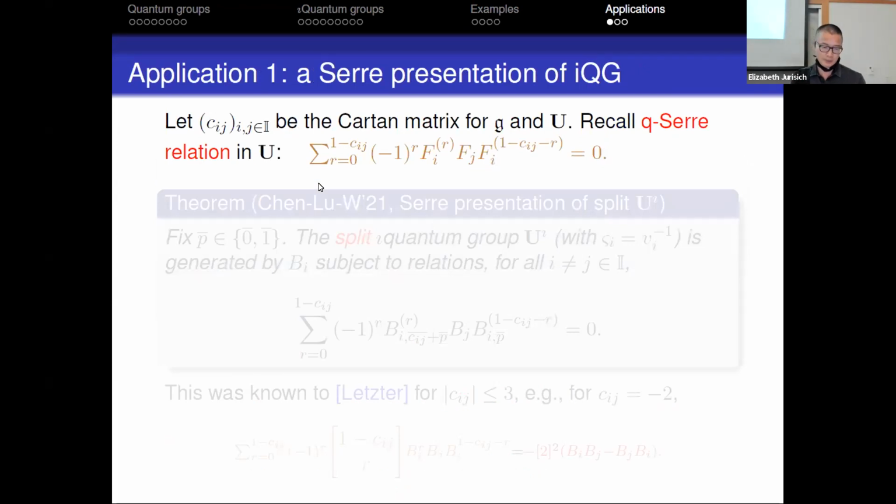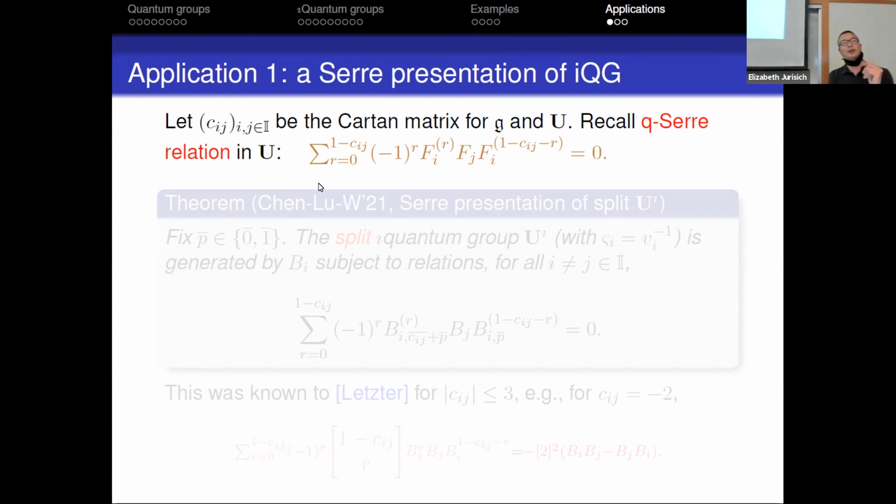Now, let me mention the first application. This is kind of an application pertaining to the foundation of the quantum symmetric pair. Earlier work, there's already due to Lester, there's some kind of Serre type of presentation around. But from her work, you can tell those Serre presentations are terribly messy, complicated. Okay, we'll come to that point.